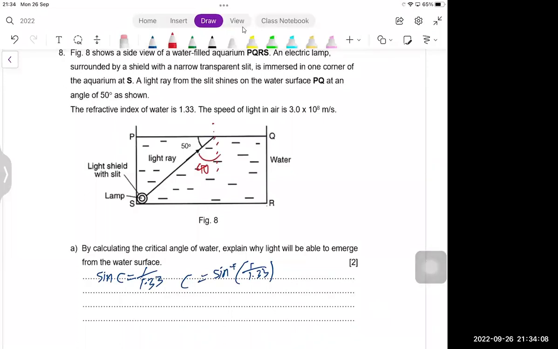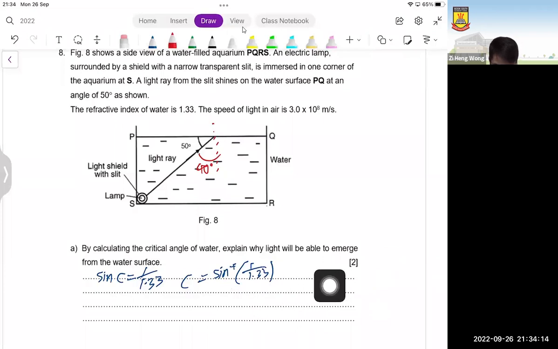Mr. Wong, the question says it will be able to. Oh yeah, so it will. Oh yeah, it says will. But they are going to ask you to calculate, so regardless, you still have to calculate.